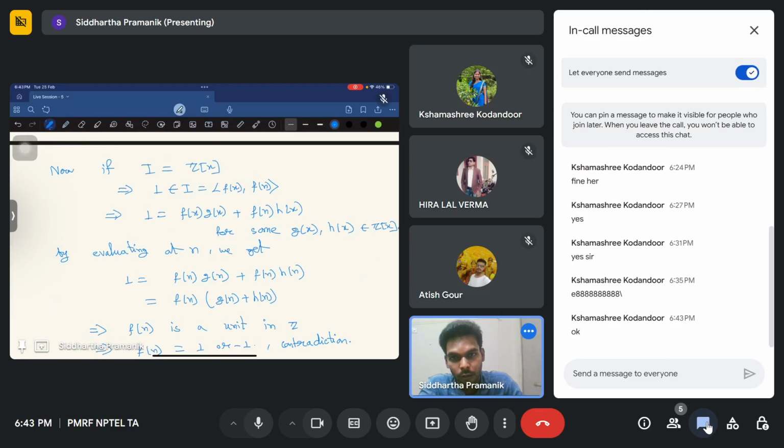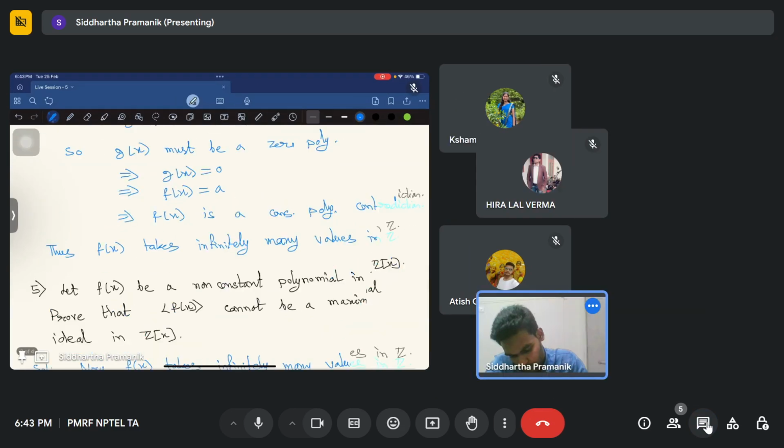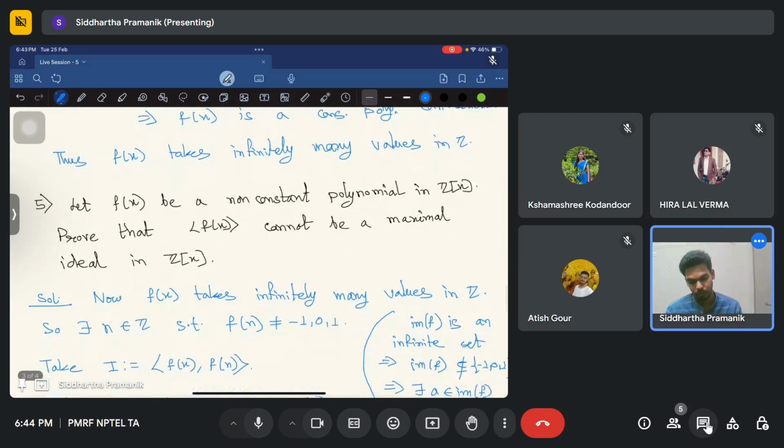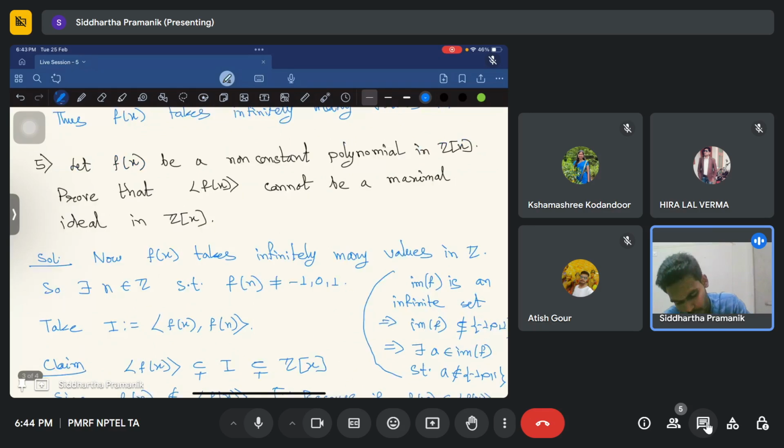Okay, so I hope all of you understand this proof. A non-constant polynomial in Z[x] cannot generate a maximal ideal. From this we can say something more. What happens if we take a principal ideal in Z[x] generated by a constant polynomial?